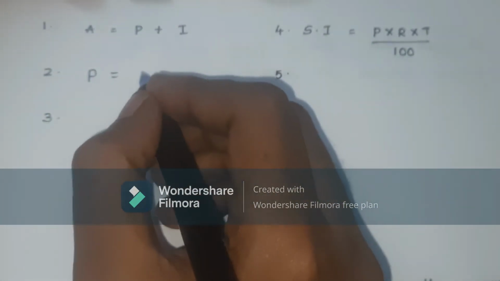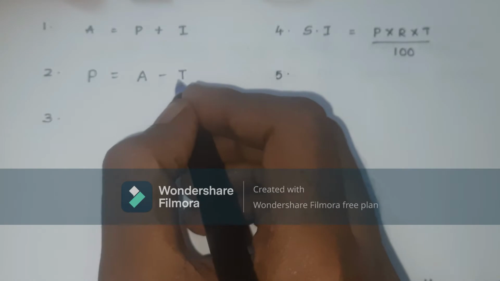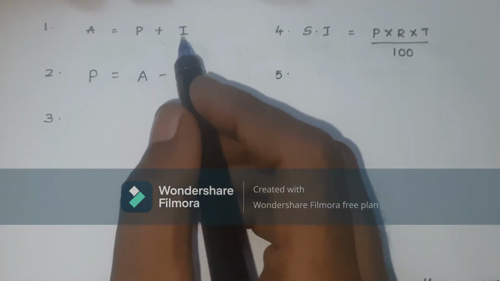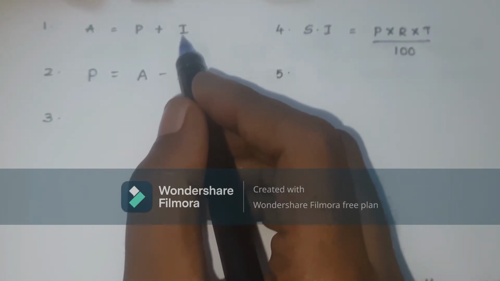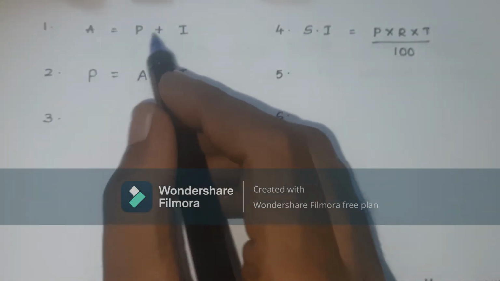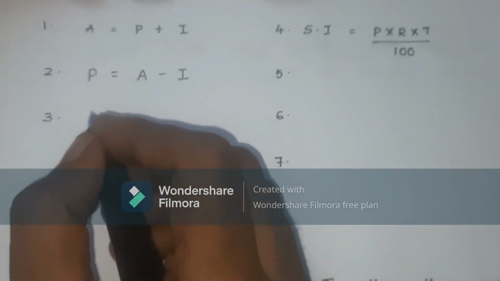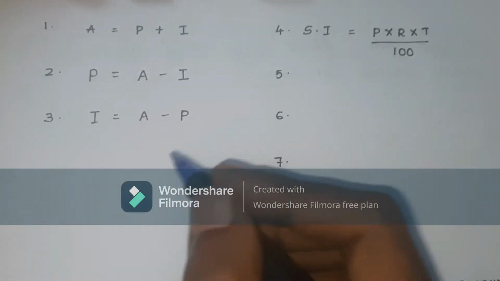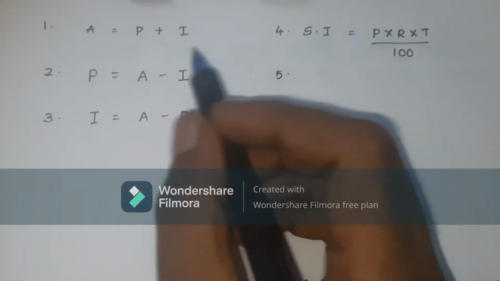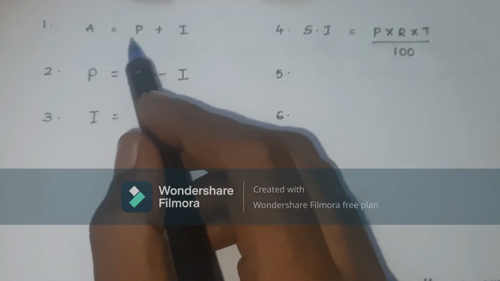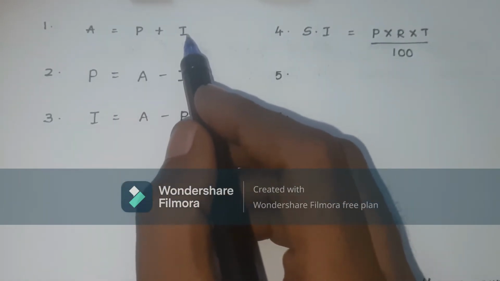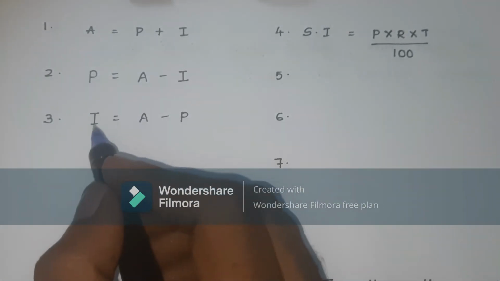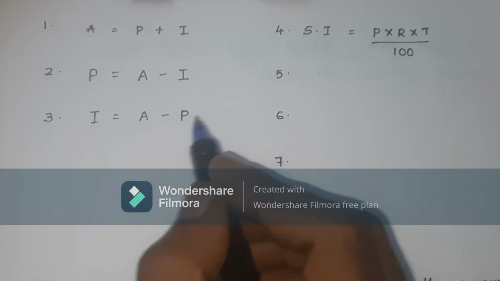Yes. So we will say principal is equal to, since it is on the other side, it will become negative. Therefore, amount minus interest. Same thing if I want to find out the interest, and amount and principal have been given, what will be my formula? My formula will be interest is equal to amount minus principal. Okay. So we just need to remember student the first formula, that is amount is equal to principal plus interest. Then principal is equal to amount minus interest, or interest is equal to amount minus principal.